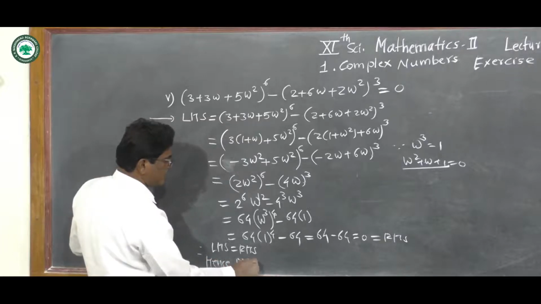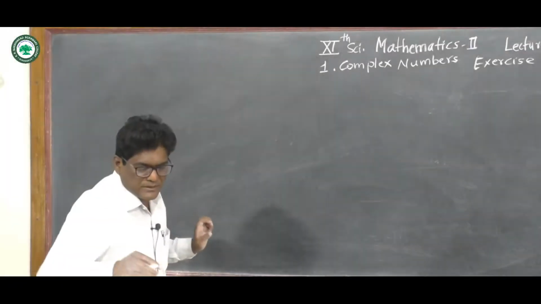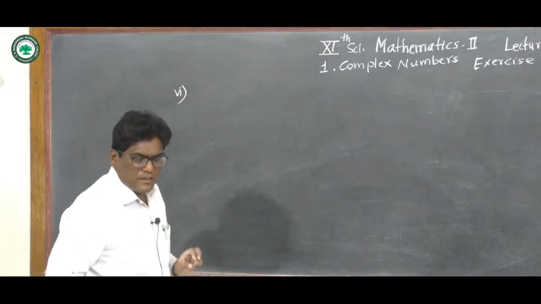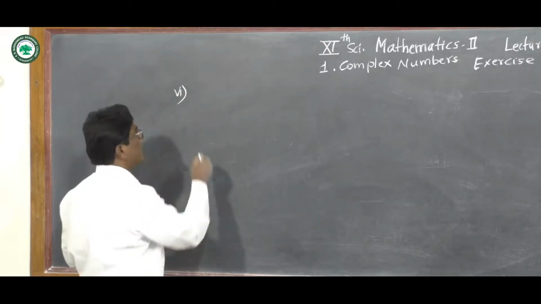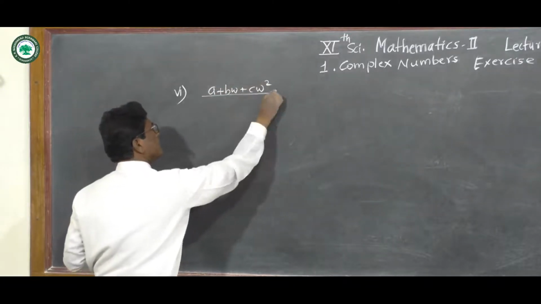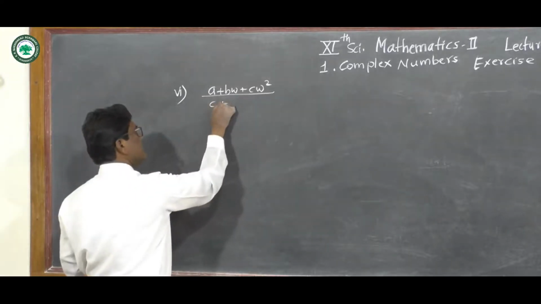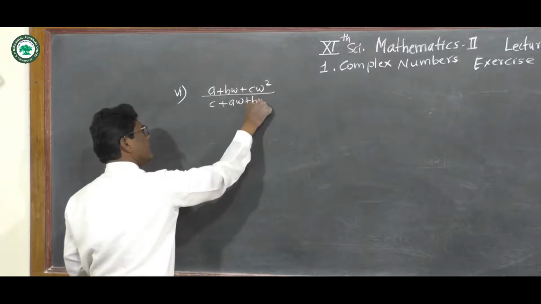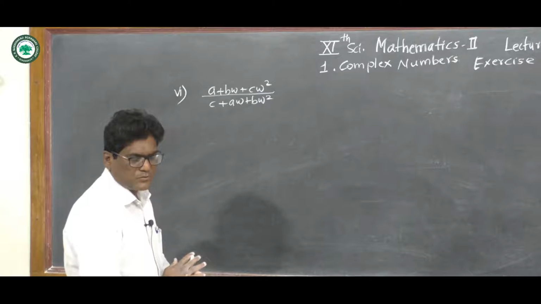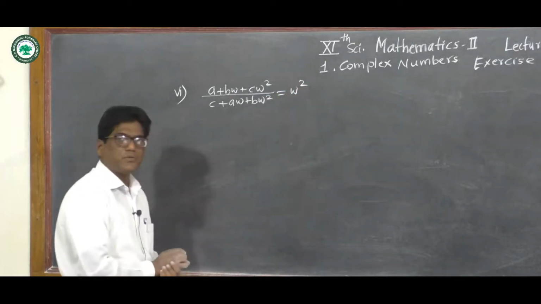Now next example. In the sixth example we have to show that A plus B omega plus C omega square, divided by C plus A omega plus B omega square, is equal to omega square. We have to show this.